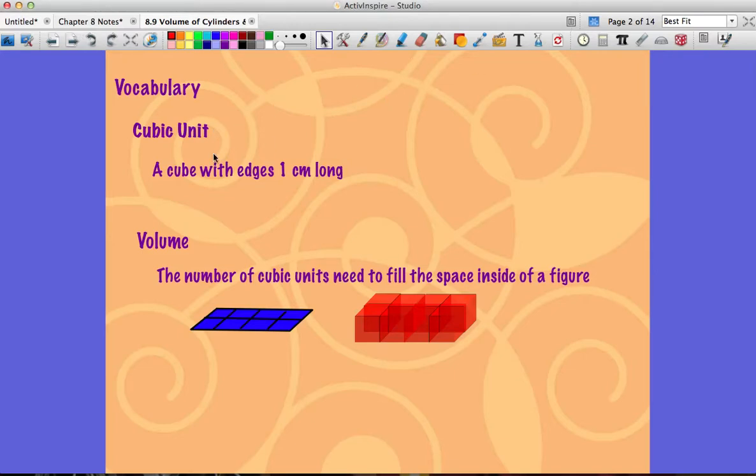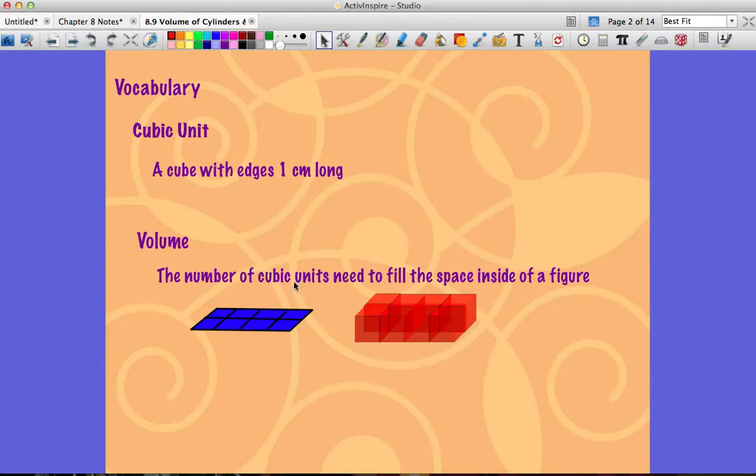All right, so the first thing we need to know is what we fill shapes with. All the shapes that we use are measured in cubic units. Inside of each three-dimensional figure, we figure out how many cubic units we can fit. A cubic unit is a cube with edges 1 centimeter long, 1 centimeter high, and 1 centimeter wide. So it's 1 by 1 by 1. Like these little units down here are 1 by 1 by 1.